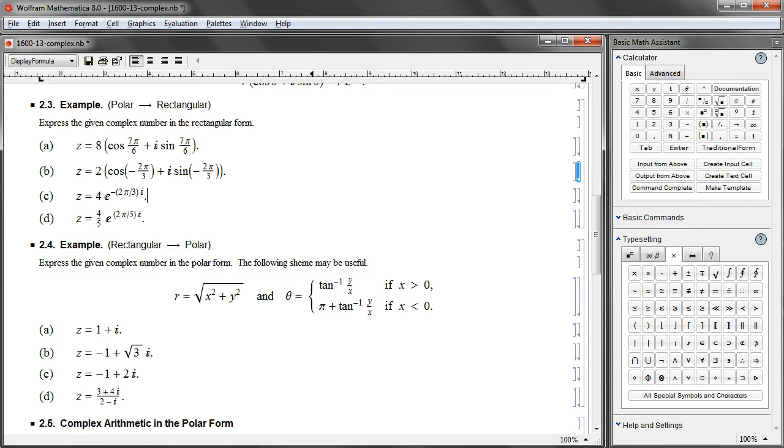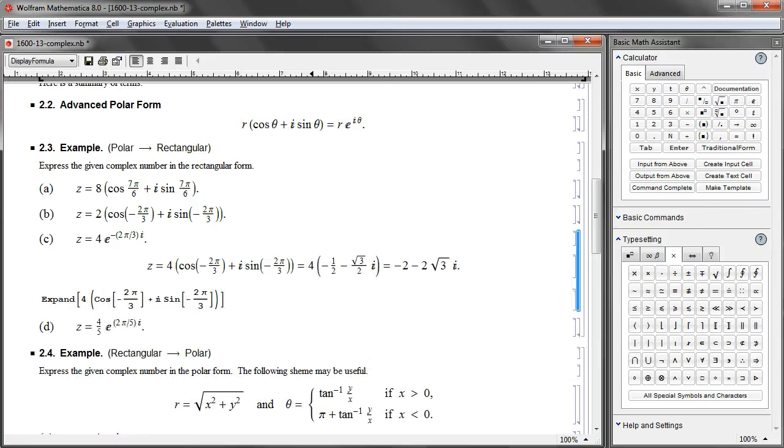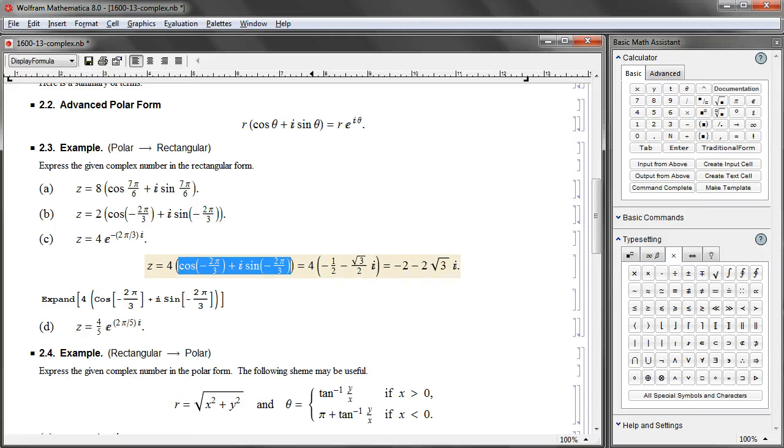How about this problem? This looks a little bit more intimidating because we use the advanced form, but that's no problem at all because e to the I theta power is nothing more than cosine of theta plus I sine of theta. So this is the same as 4 times cosine of theta plus I sine of theta, and all you have to do is calculate cosine of negative 2 pi over 3 and sine of negative 2 pi over 3 right here, and then distribute 4, and then you have the answer.